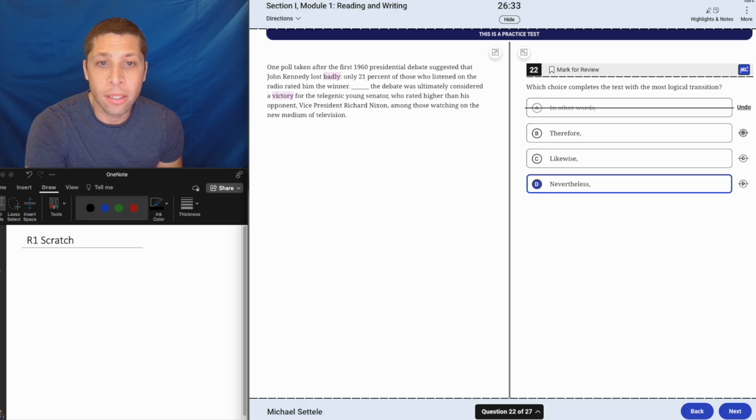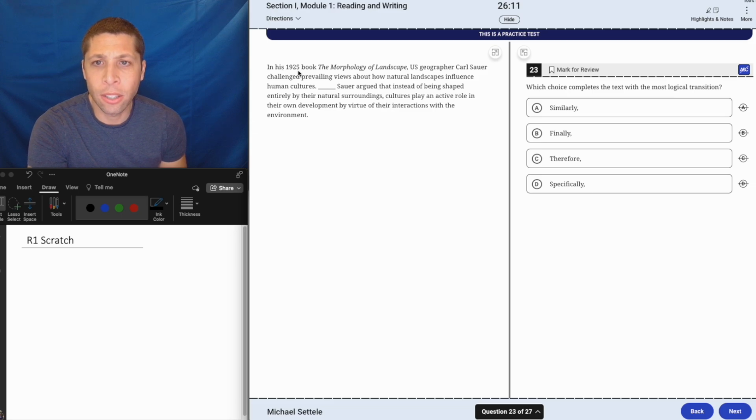So if only 21% rated him the winner, then why would that cause people to consider it a victory? It doesn't make any sense. And it's not likewise because it's not two separate situations. So I'm pretty sure it's this, but it's one of those ones that a lot of people get wrong. I don't know why. Just, it's so obvious. Okay.